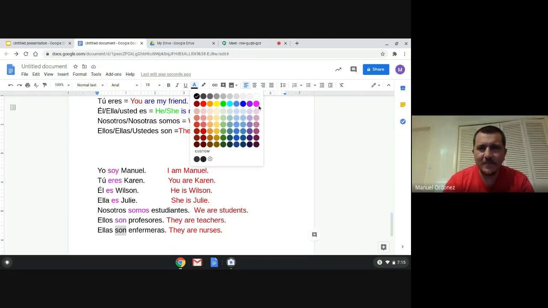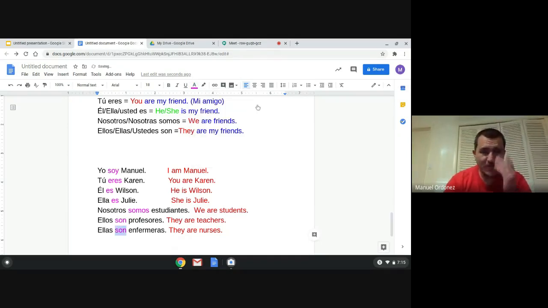So I think colors are very useful to see the different parts of the sentences. The first column is subject pronouns, which I strongly suggest you learn. This is very important. You're going to see this all the time, so it's very important for you to learn your subject pronouns. Okay, so now we have the verb to be. Verb to be, right? Let me write here.